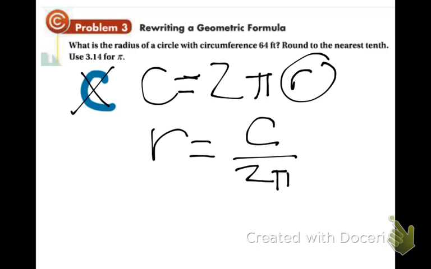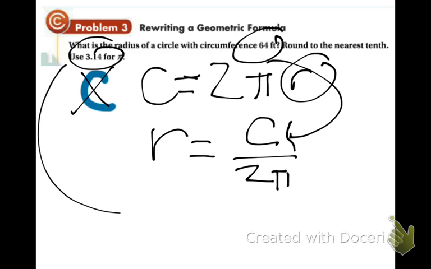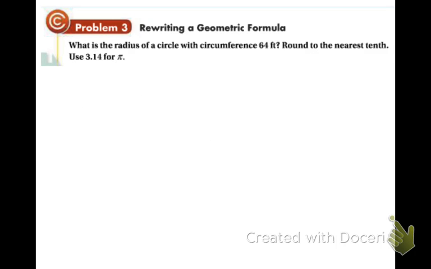Once you have that, all you need to do is put in 64 where you have the C value. Normally we use pi, and there's even a button on your graphing calculator. However, we are going to use 3.14, so we have the same answer for the time being. Try that out first before you go on to the next slide that reveals the answer. You can pause.